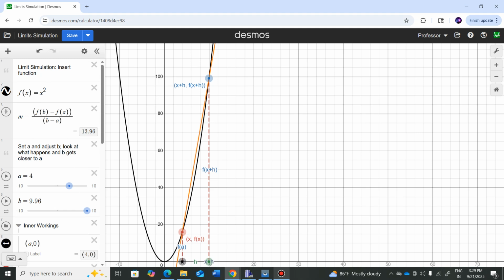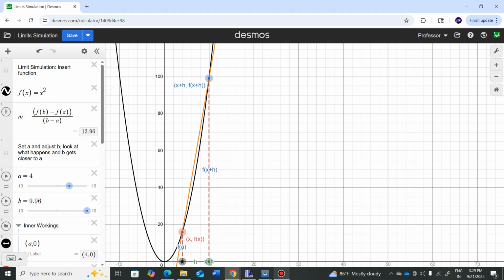Okay, and you can see that the secant line is close to the same slope as the graph here. So we're going to use this idea, that the secant line is close to the same slope as the graph, in order to find the slope of this curve, or to estimate the slope of this curve. And that's what we call the difference quotient.